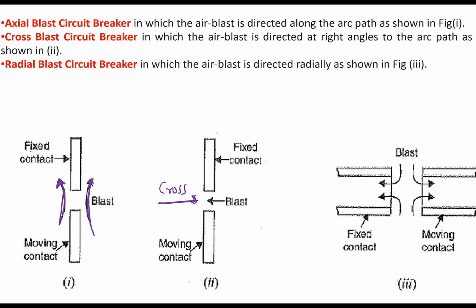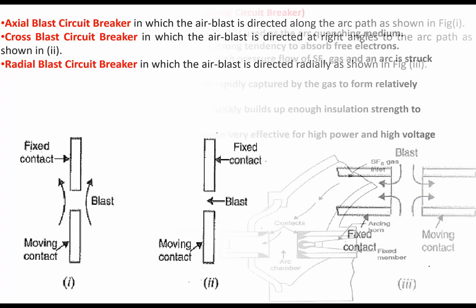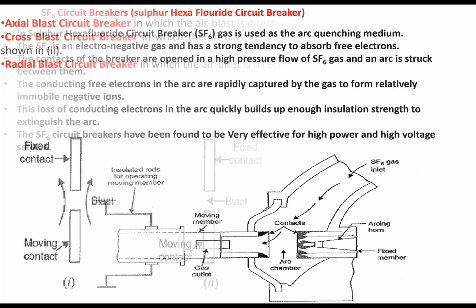Now, if the air blast is given radially in this fashion, it is called a radial blast circuit breaker. So depending upon the direction of the jet of air, the circuit breakers are classified into axial blast, cross blast, and radial blast circuit breakers. Understand? So that is about the air blast circuit breakers.